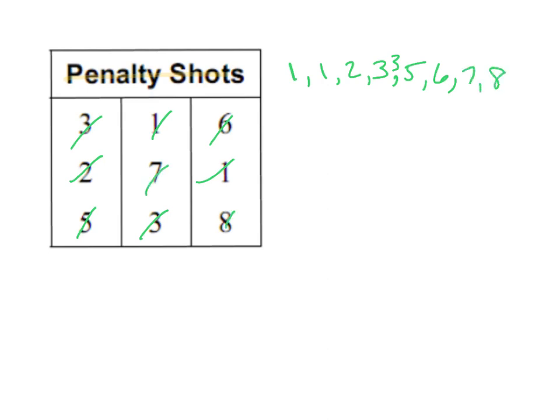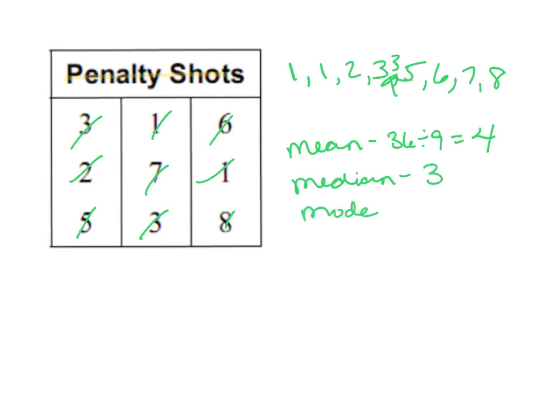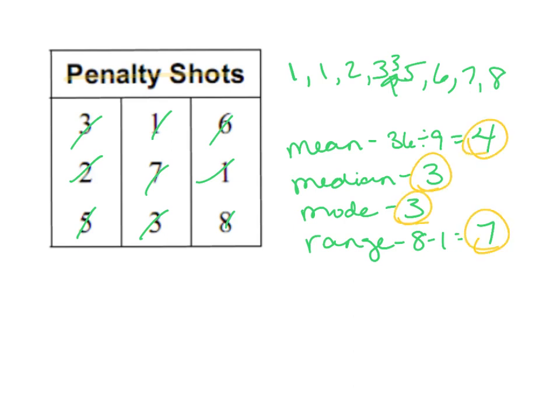We have 9 numbers. So the mean, 15, 26, 29, 32, 34, 36 divided by 9. Our mean is 4. Our median is the middle number, which is the one I forgot, 3. The mode is also 3. And the range is 8 minus 1, which is 7. So I have the mean, median, mode, and the range. So now I need to interpret the data.